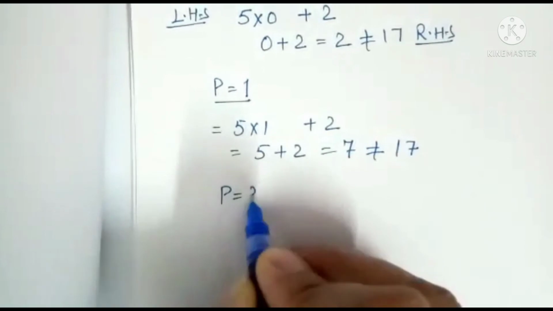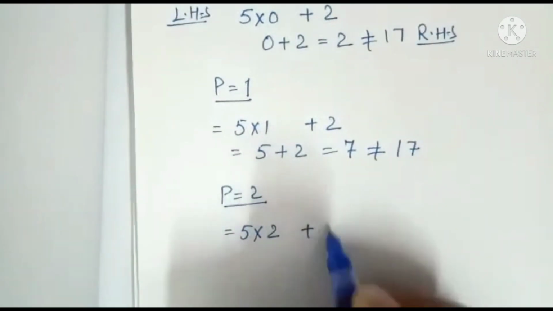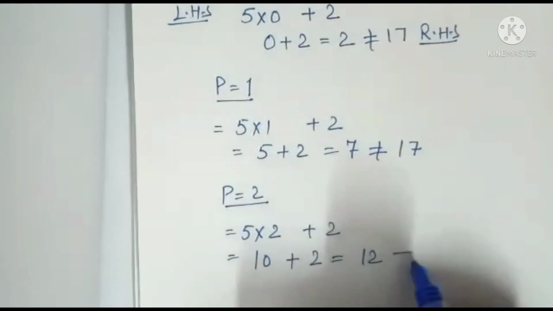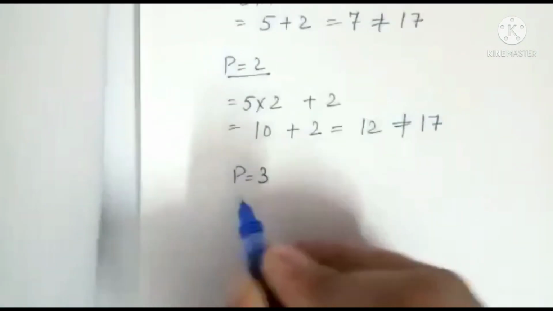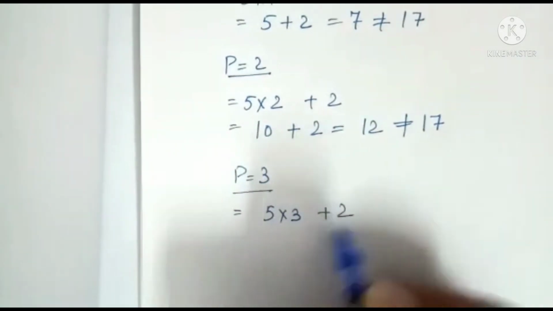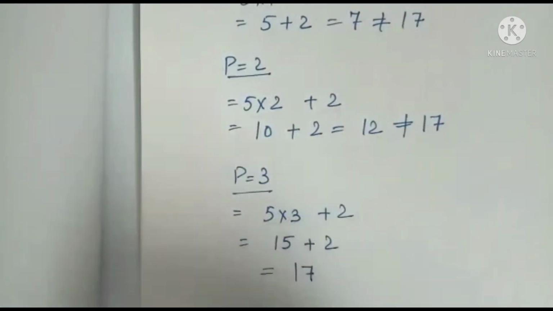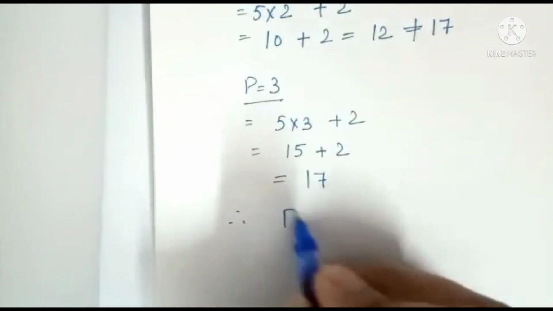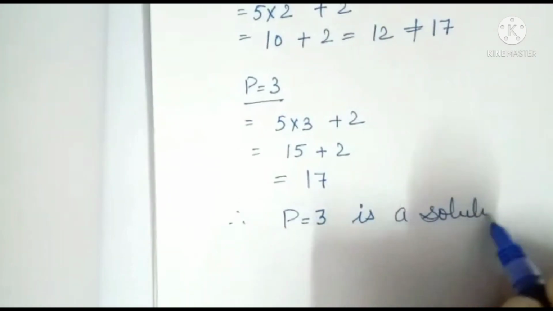So we'll go for p is equal to 2. So 5 multiply 2 plus 2. 5 into 2, 10. 10 plus 2, it is 12. Not equal to 17. So we'll try p is equal to 3. So it is 5 into 3 plus 2. 5 threes are 15 plus 2, and we got 17. So it means p is equal to 3 is a solution of the given equation.